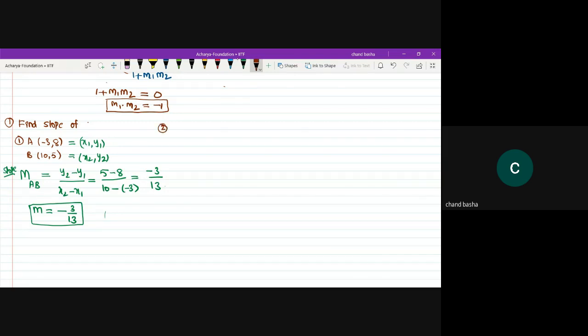We'll go for the second problem. A 3, 4 and B 7, minus 6. You can post your answer if you got the correct answer. Just you can post your answer, guys. Just post your answer.